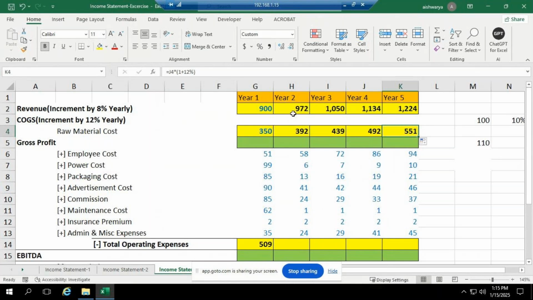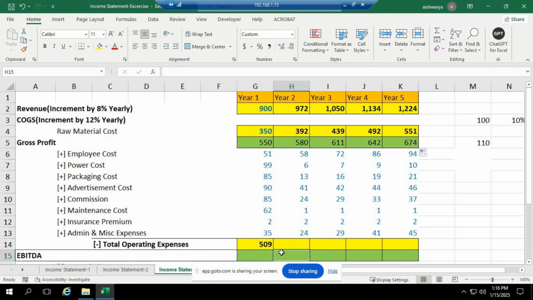So do it, guys. There are two methods of doing this, so just try it out. How do you calculate the gross profit? Revenue, that means the sales, minus the COGS. Sales minus COGS gives you the gross profit. Here you will get 550 as the answer. Now drag it over here, and automatically you will get the answers here.